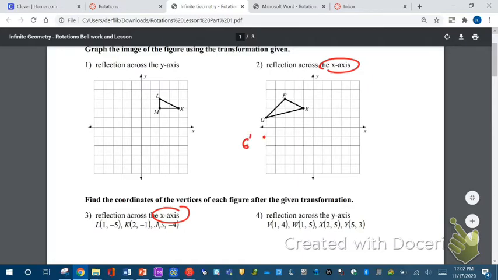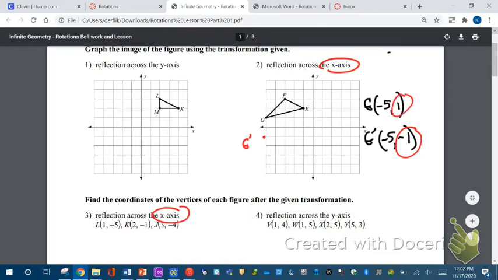Well, now let's look at the coordinates of those points. The coordinates of G are -5, 1. And the coordinates of G prime are -5, -1. So now that you have that pattern in your mind, you can see that all that changes when you flip across the x-axis. The only thing that changes is your y-coordinate becomes the opposite.